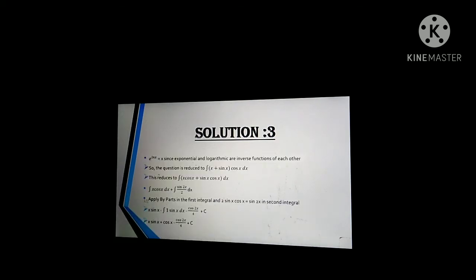If we come to the solution part, we know that e raised to ln x is x, because exponential and logarithmic functions are inverse functions of each other.